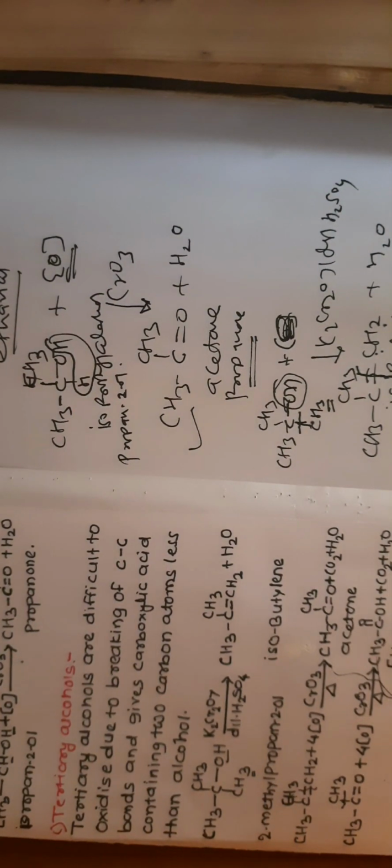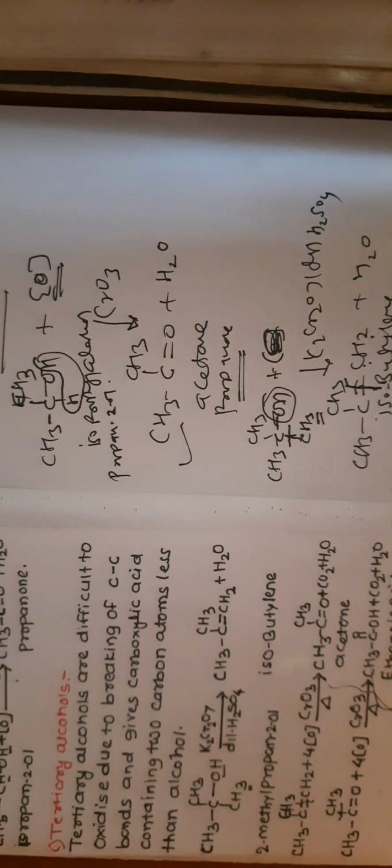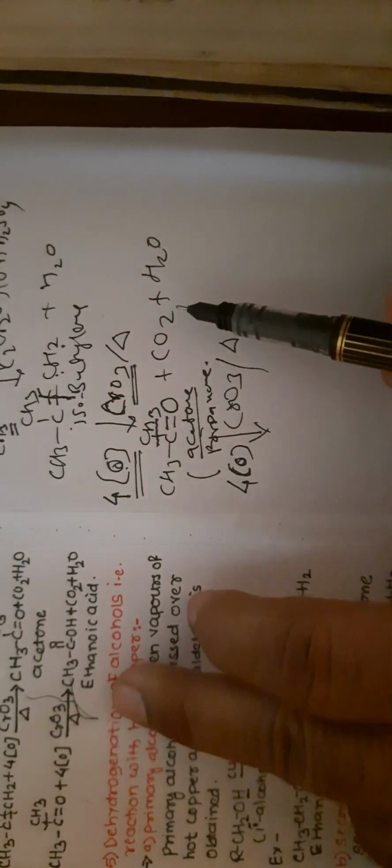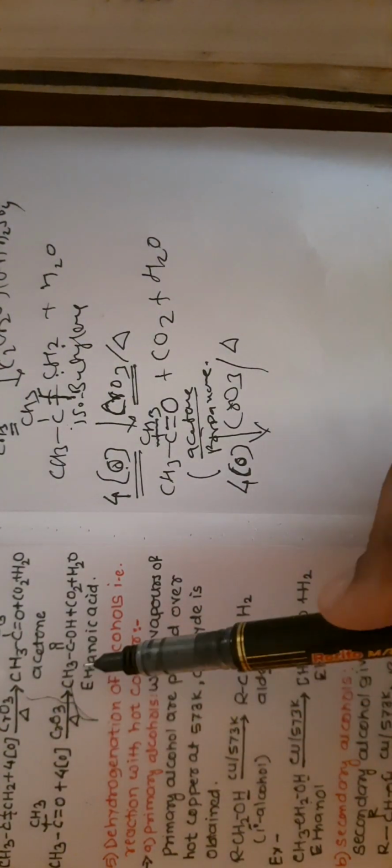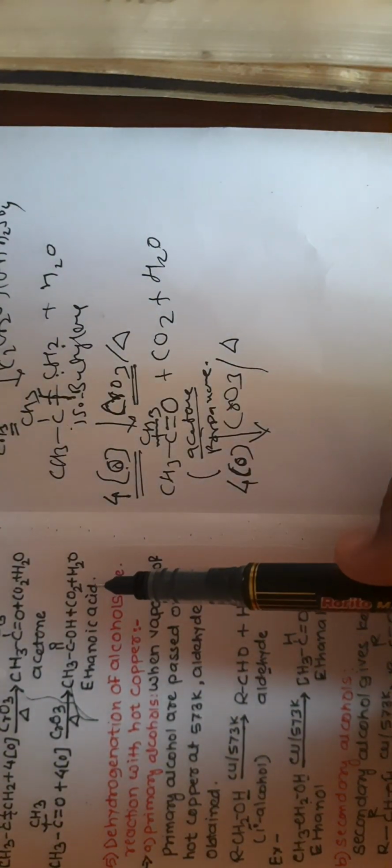Now after that, this compound, propanone, undergoes further oxidation again in the presence of CrO3 and heat. Here again 4 nascent oxygen atoms are required. See this one, the bond between carbon and carbon will break. This is the third and last reaction of CrO3: with 4O it gives CH3COH plus CO2 plus H2O.